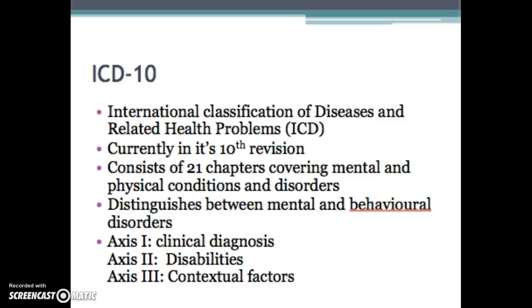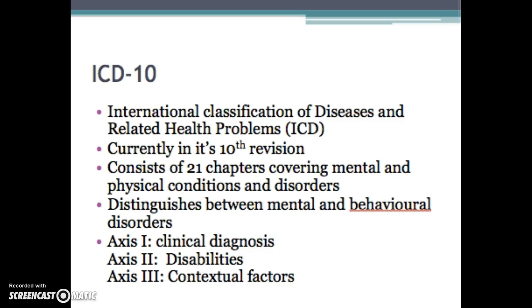In the last video, we were looking at different systems to classify mental health and mental illness. Specifically, we looked at categorical approaches and dimensional approaches. We then looked at the DSM as one of the examples of a categorical approach. The other categorical approach that we'll be looking at is the ICD-10.